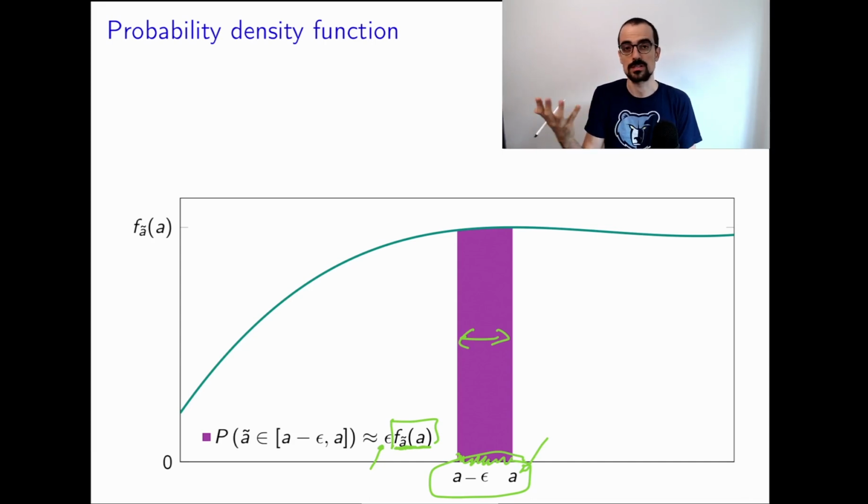Or when you're considering a position that changes over time, if you look at the position over a very, very short interval, then the velocity gives you the change of position. You multiply the velocity by the length of the interval, and that gives you how the position changes over a very infinitesimal interval. So this is basically a generalization of those concepts of velocity or density to the case of probability.